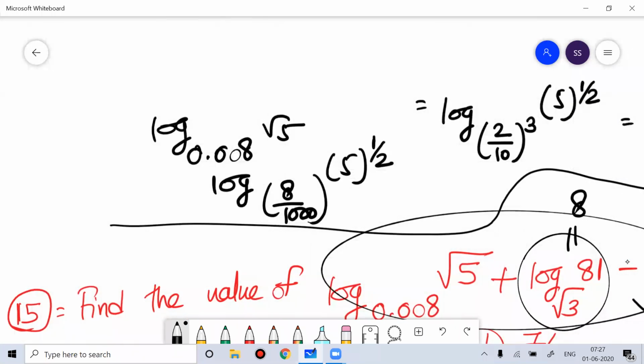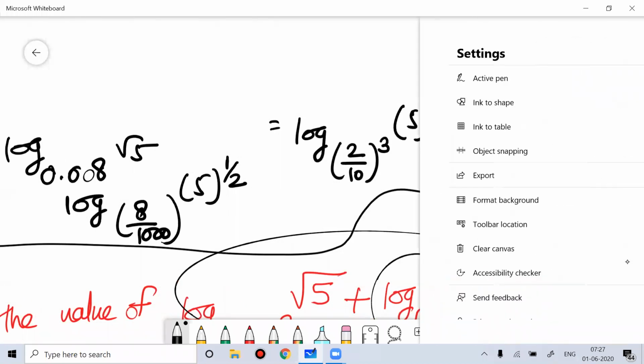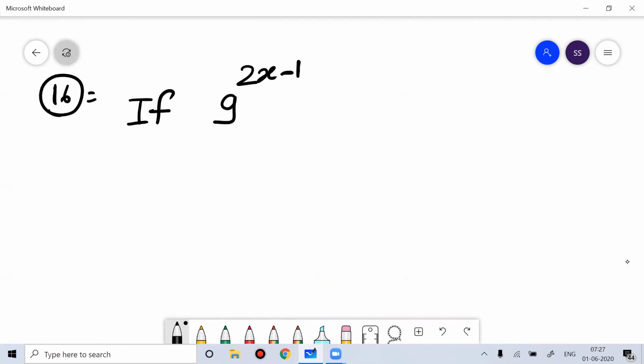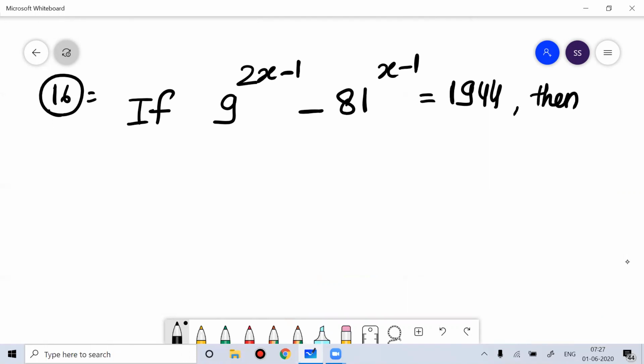If I'm assuming this is question number 15, then let's write question number 16. The question numbering and all I'm not sure about. You can write the next question: if 9 to the power 2x minus 1 minus 81 to the power x minus 1 is equal to 1944, then x is equal to? Try to solve this question, guys.